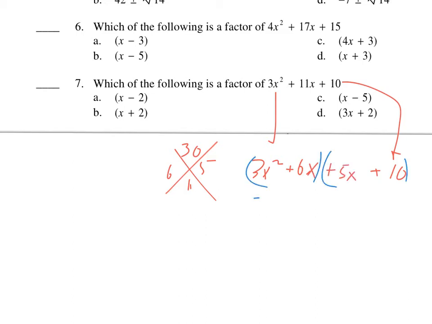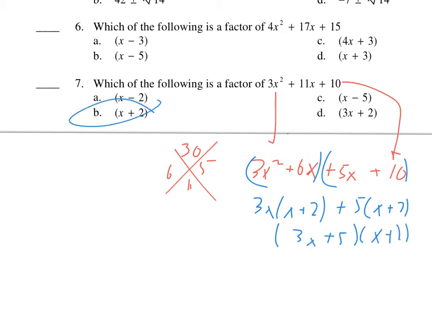In the first group, I can take out a 3x, leaving me with x plus 2. The second group, I can take out a positive 5, leaving me with x plus 2. So I get 3x plus 5 times x plus 2. So the only one that shows up there is B.